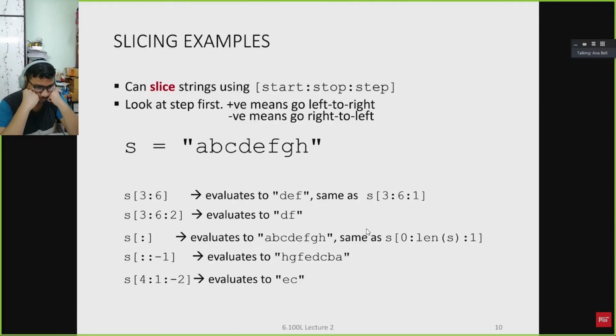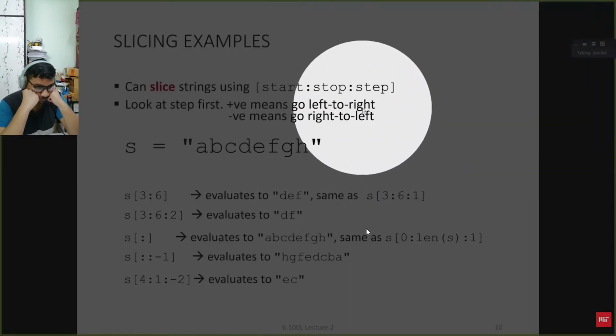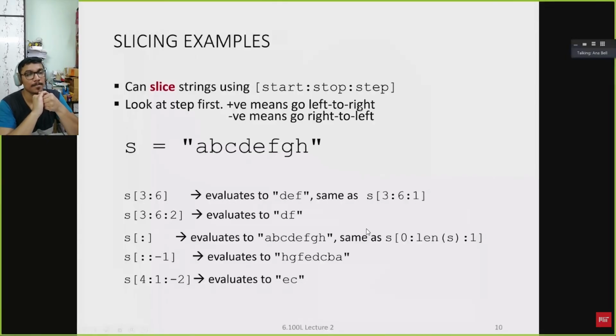So let's take a look at a couple of examples. How do we slice to get substrings? Let's say our string is this longer thing, A, B, C, D, E, F, G, H. When we slice, the first thing we want to look at is the step. Is it positive or negative? If it's positive, and remember if you omit it, by default it's +1, we work our way left to right, the way we read. If it's negative, we work our way right to left.